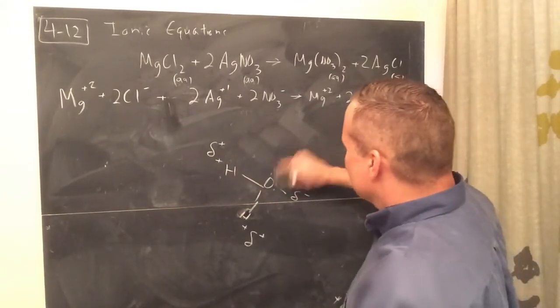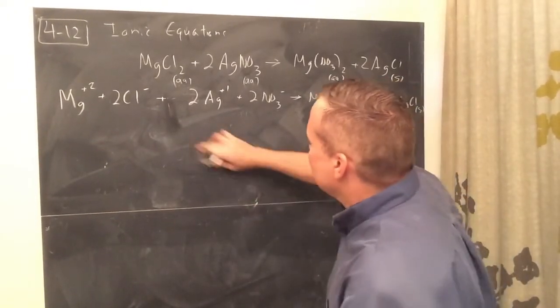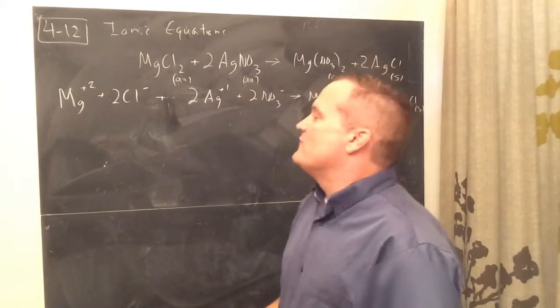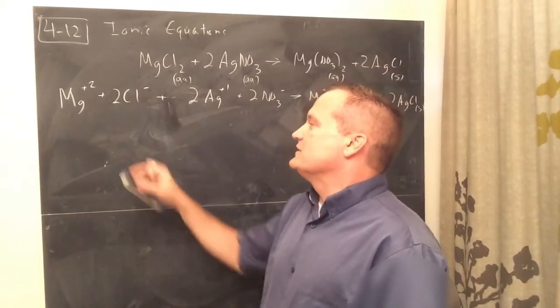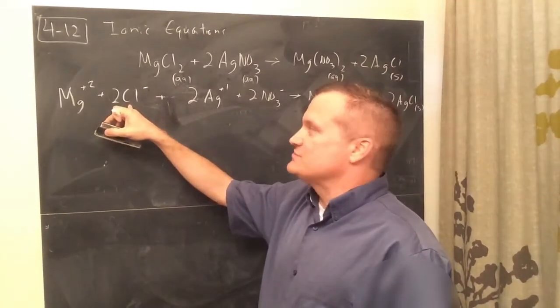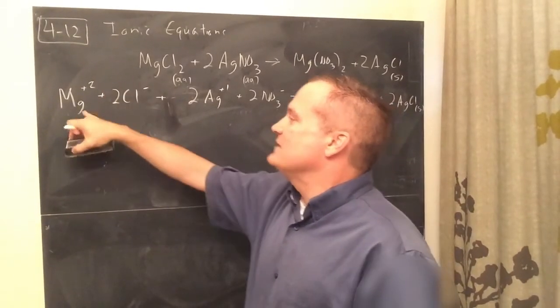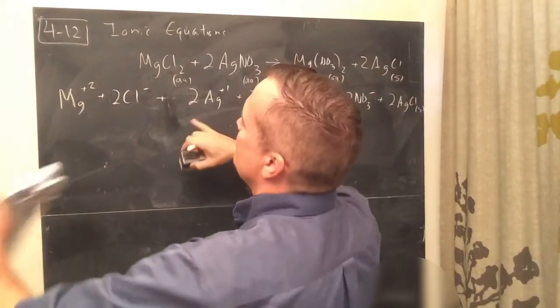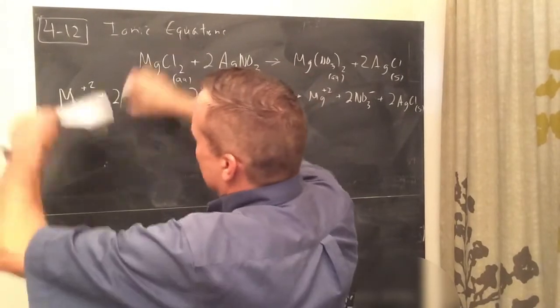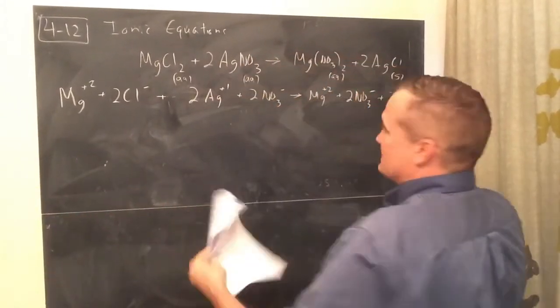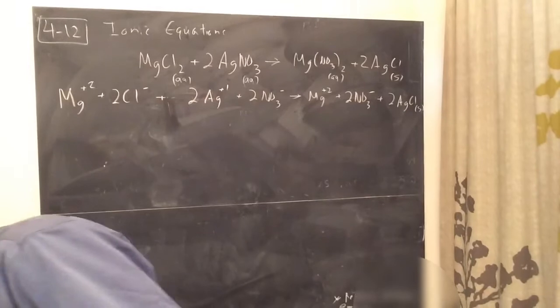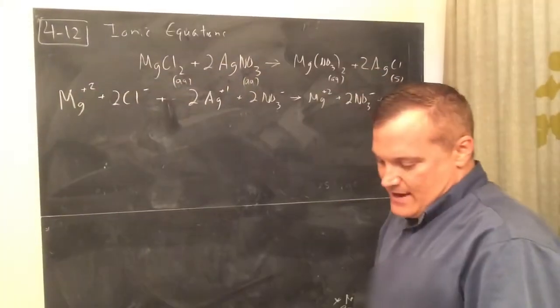But anyway, don't worry about all that. The point is, the positive part of water, which is the hydrogens, will attach all around the chloride. The negatives all around magnesium. You have billions of water molecules to completely surround all this stuff, and it dissolves. Okay, that's called the ionic equation.